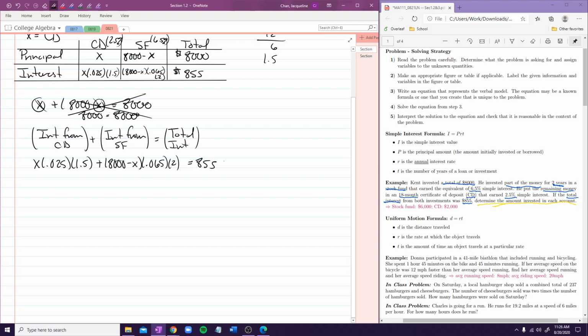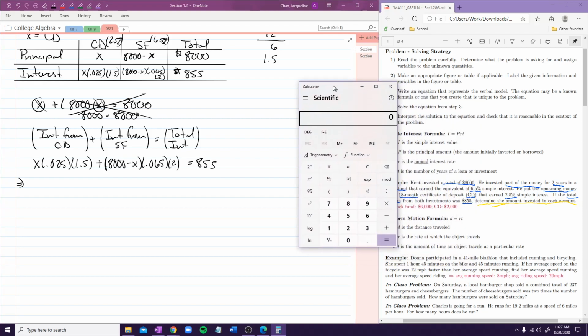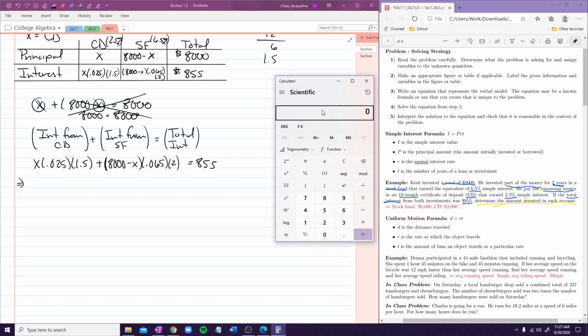So now we are going to solve it. This is still a linear problem, so our goal is to solve for x. Let me pull up a calculator because we're definitely going to need that. Over here, the very first term, I have x times 0.025 times 1.5. I'm going to multiply the numbers. So 0.025 times 1.5, not plus.